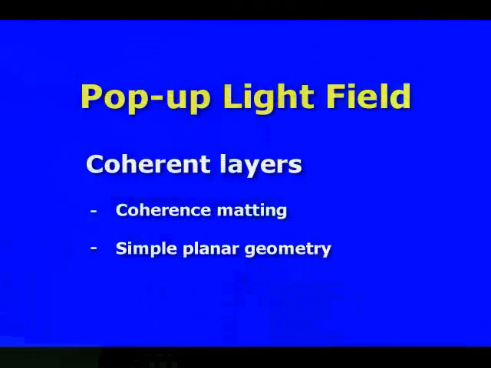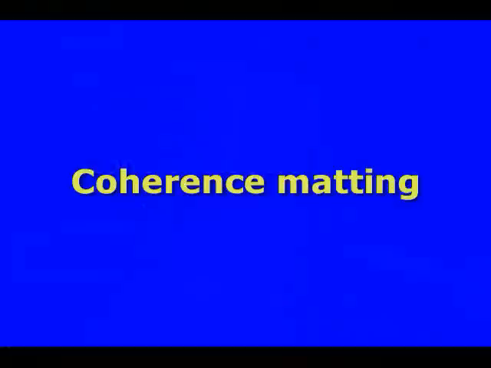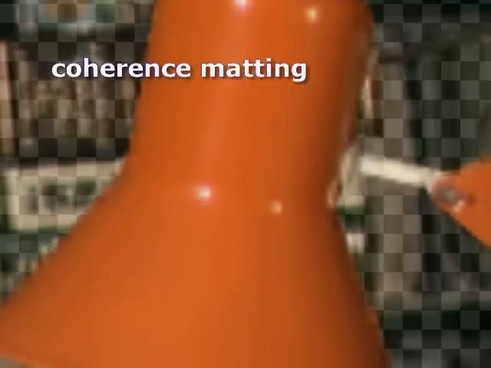A pop-up light field is represented by a set of coherent layers. Each coherent layer has simple planar geometry, but requires accurate layer boundaries. To construct coherent layers, we propose coherence matting to accurately estimate the alpha values on layer boundaries. This zoomed-up view shows the boundaries are correctly segmented and matted using coherent matting.